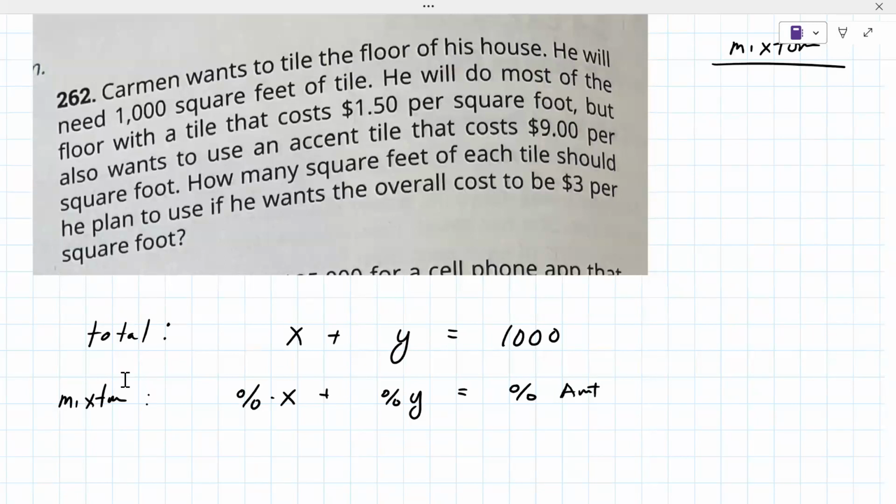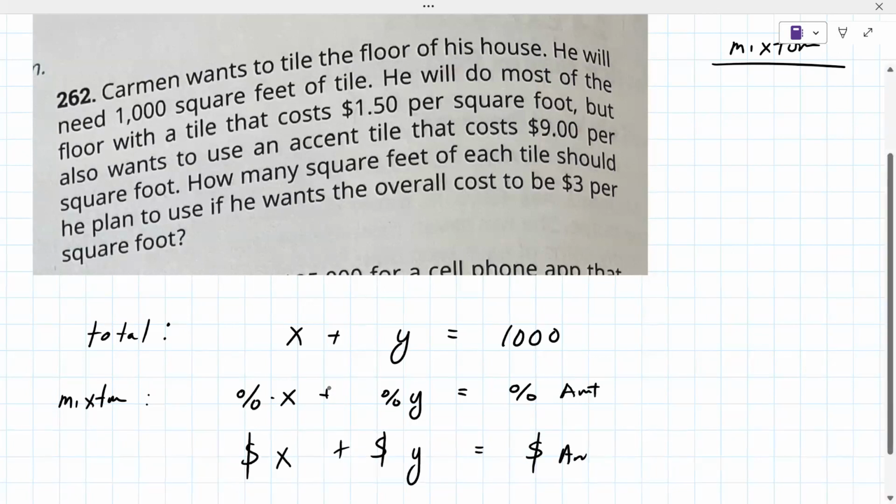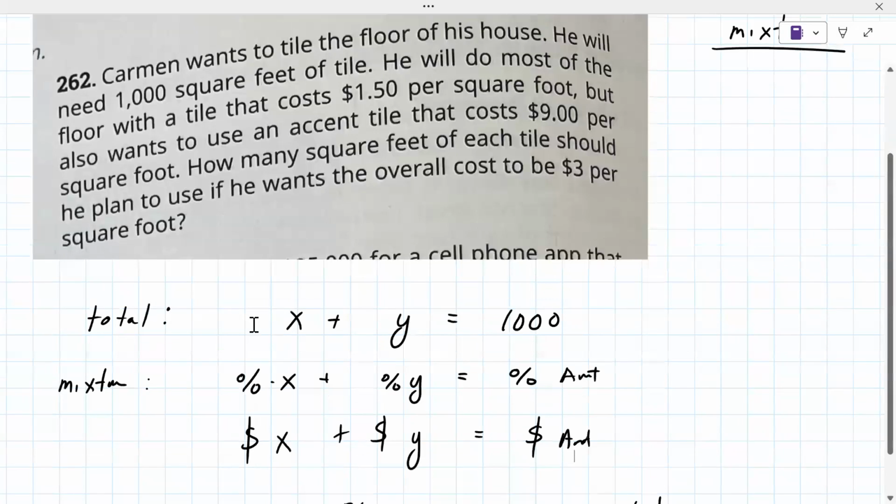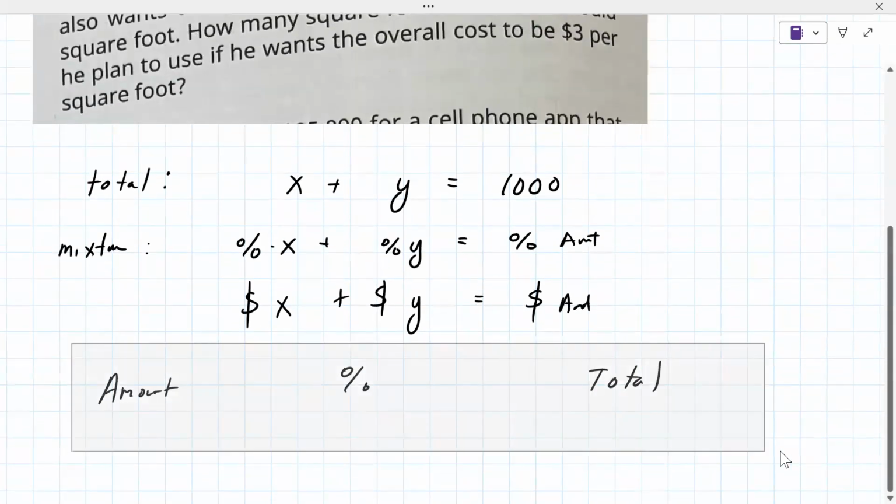I can't find the notes online, but it's kind of like the value. I think is one of them. It's not always percentage. In this case, percentage is really the money. It's the money times the amount plus the money times the amount equals, in this case, the money times the amount. It is a mixture of money, but it's not a percentage. And so we're kind of overcomplicating this.